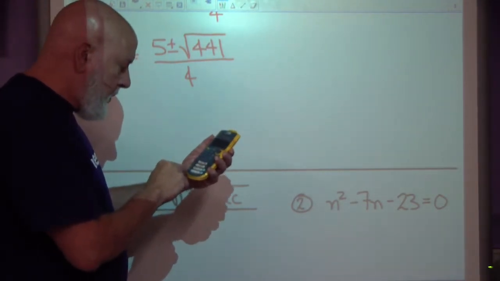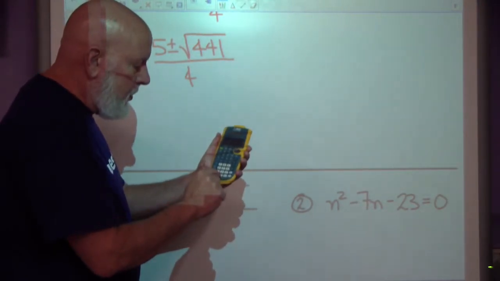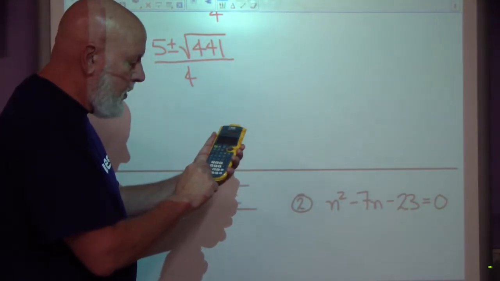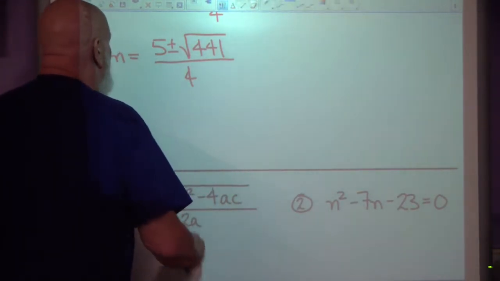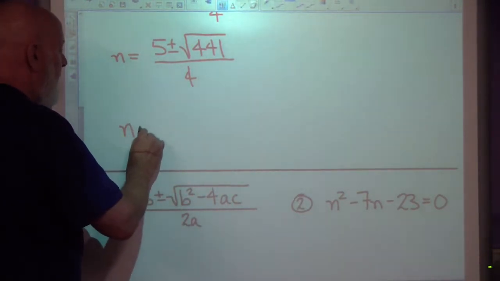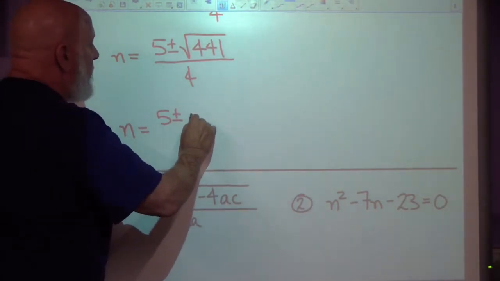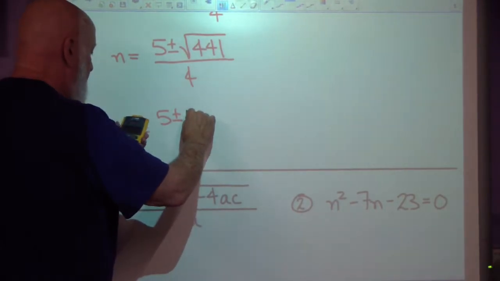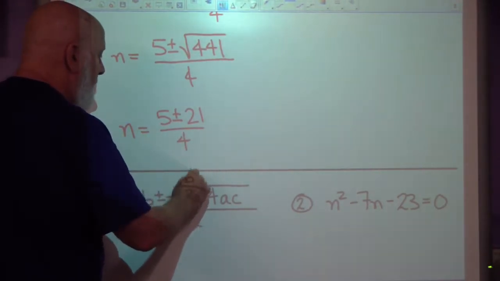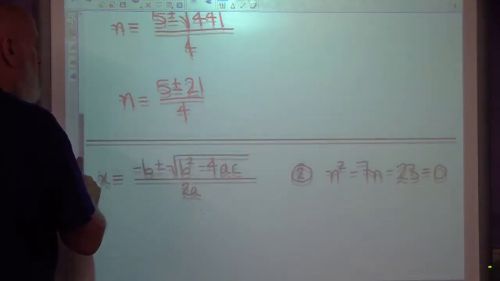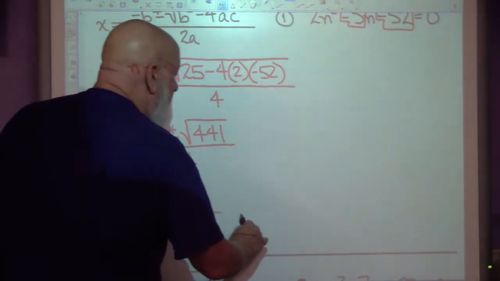Let's see if I can find my square root button here. There it is. It's the second function. Square root 441. Enter. Square root of 441 is 21. So this is actually 5 plus or minus the square root of 441, which is 21, over 4. Now what this means, plus or minus, I'm going to move this right up here.